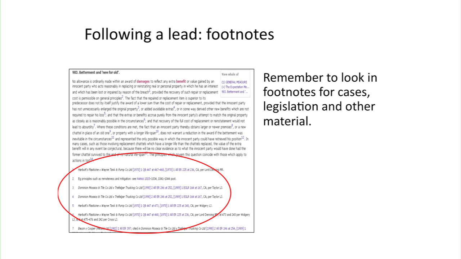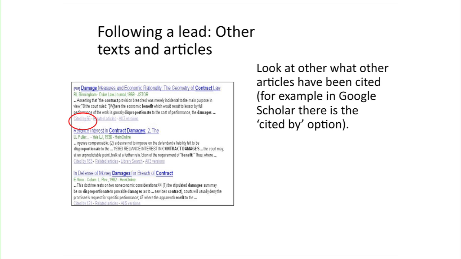Another good way of finding primary sources or other material is to look at the footnotes. So follow the leads that you find in footnotes. A lot of legal textbooks have copious notes at the bottom, so use these to find further information on your point. You also find with articles and the articles index that a lot of the time, especially with something like Google Scholar, you get a link to other articles that have cited that article. So if you have a relevant article, then you can find other articles on that subject. Another good way of following a lead.